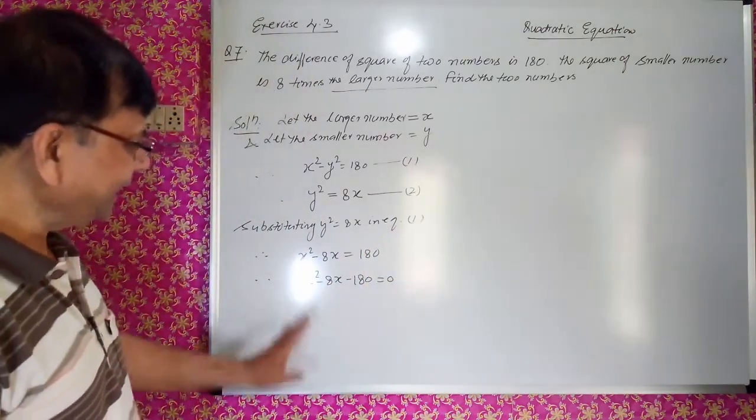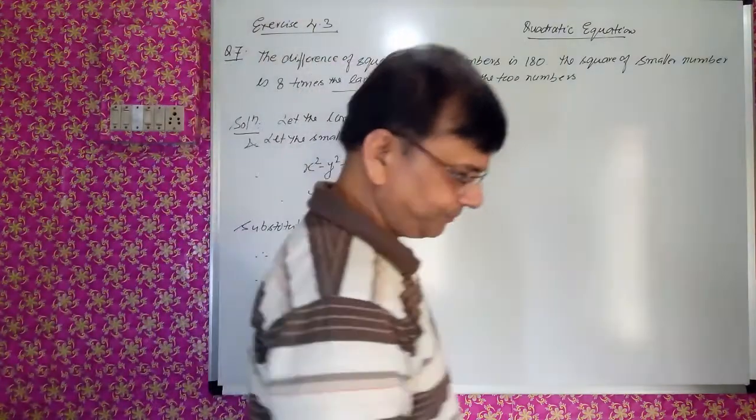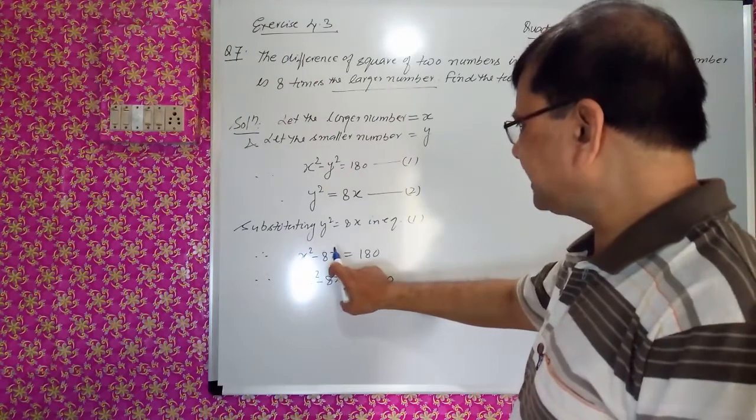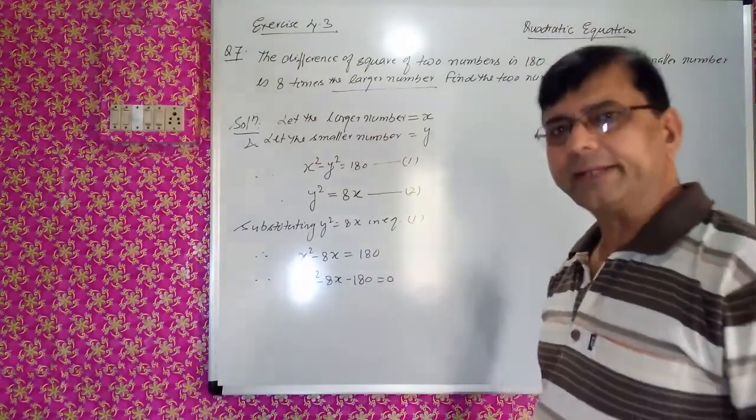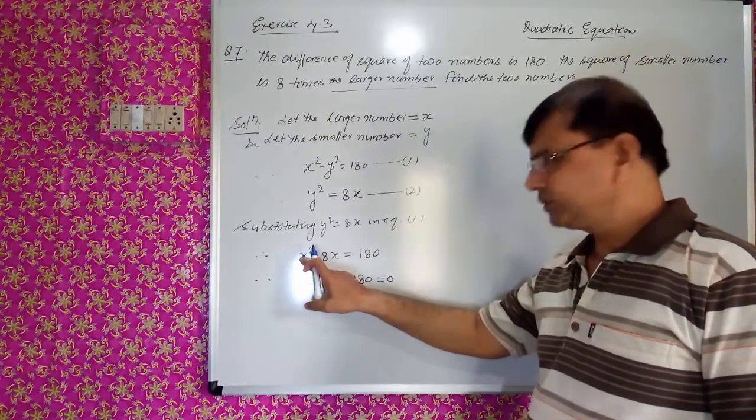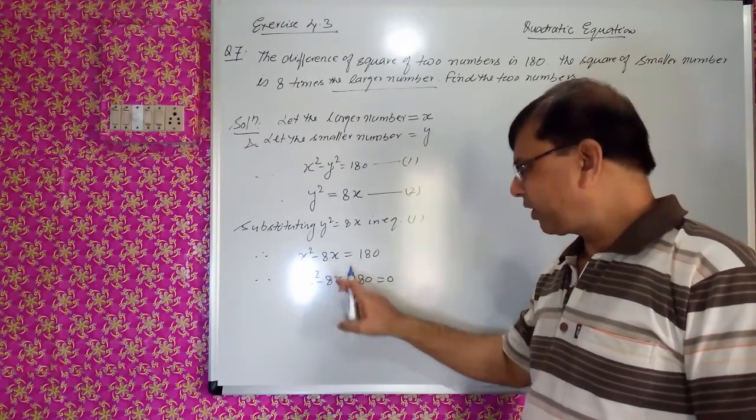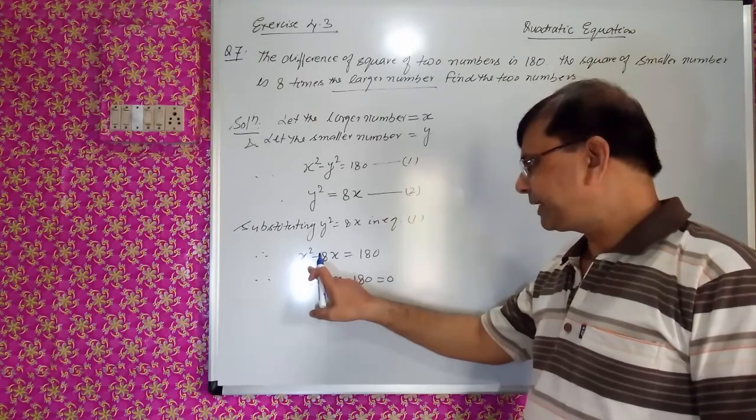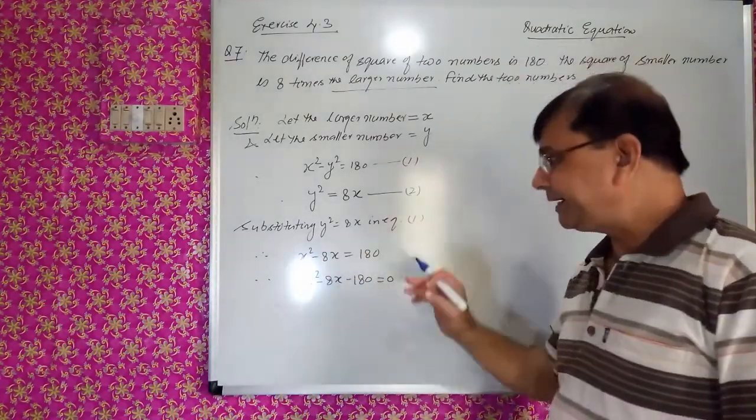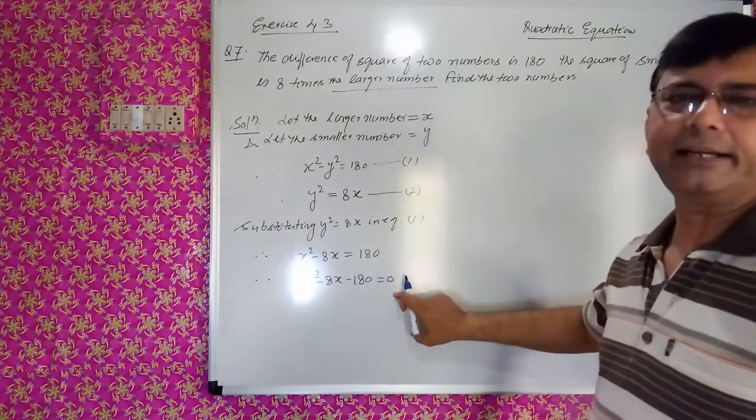So what did we get? It is a quadratic equation, isn't it? x square minus 8x is equal to 180. The highest power on the variable is 2. Power on this is 1. Power on this variable is 2. The highest power on the variable is 2. That is why it is a quadratic equation.